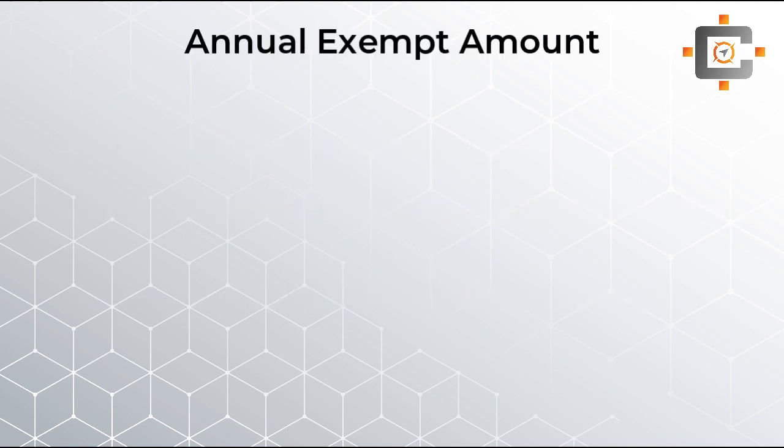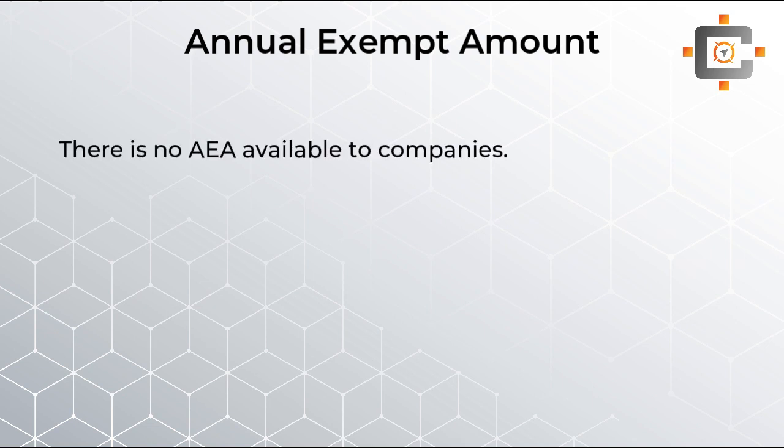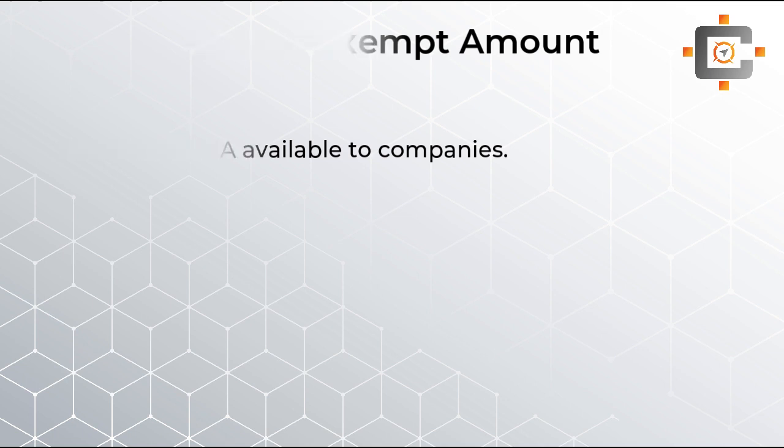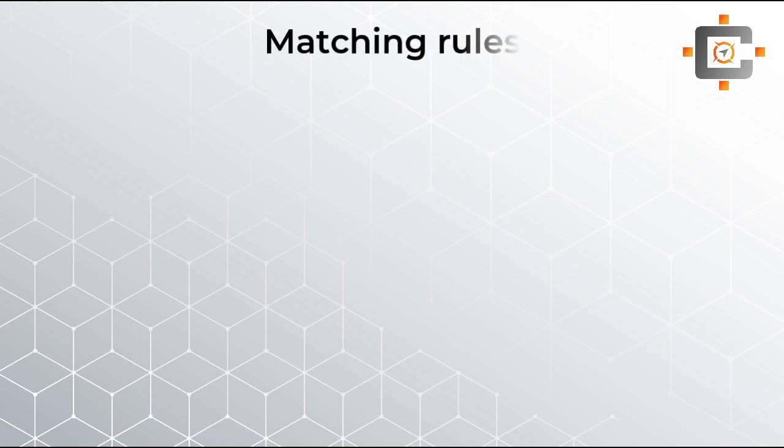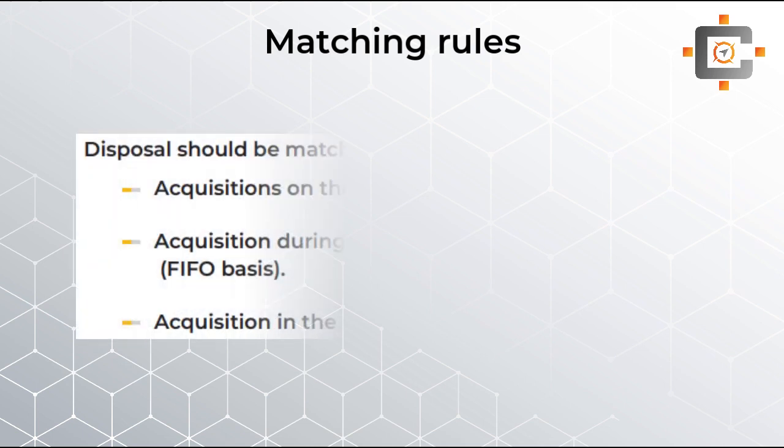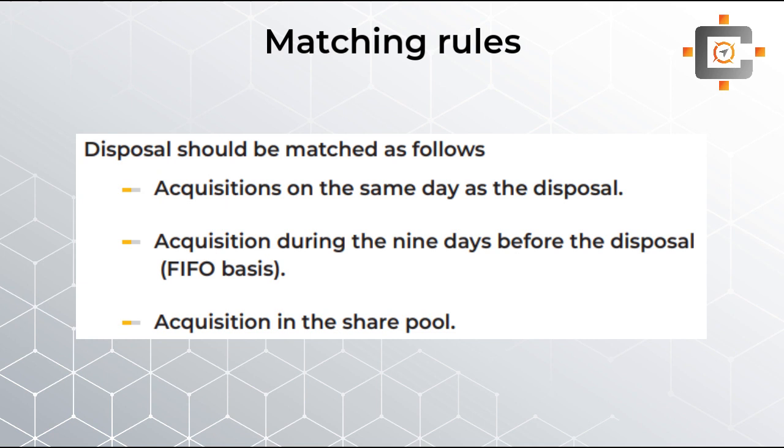Okay. Then after, students, the next topic is the annual exempt amount, AEA. Companies cannot claim the deduction of the AEA. And the last topic is, students, the share pool. You may have learned the share pool and the matching rules in the CGT chapter. For companies also the same concept will be applied, but with minor changes in the matching rules.